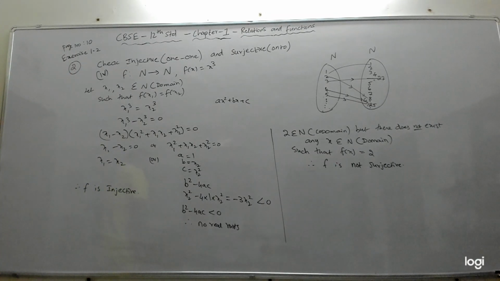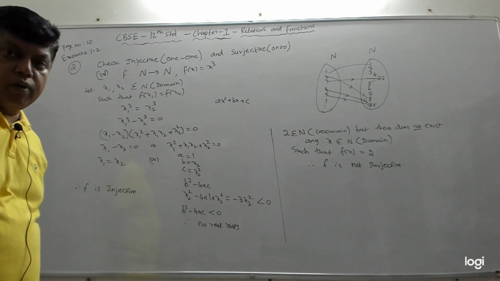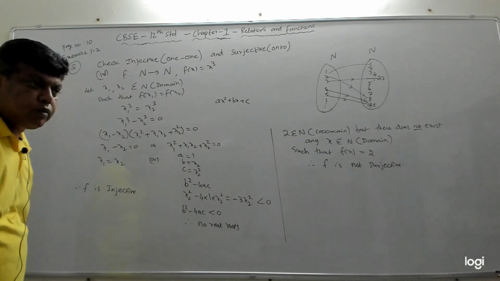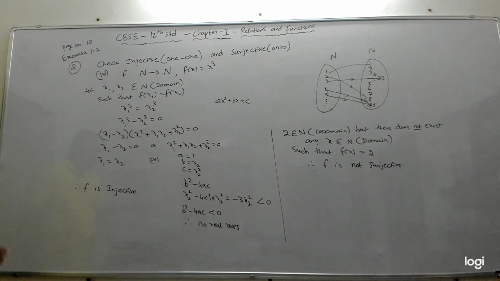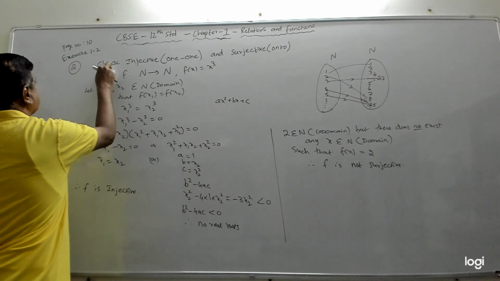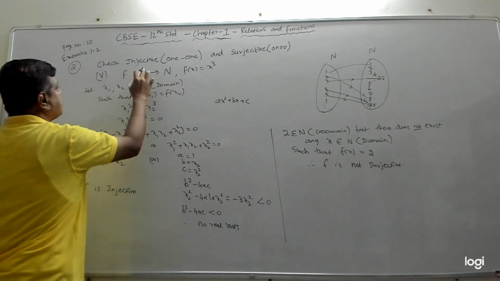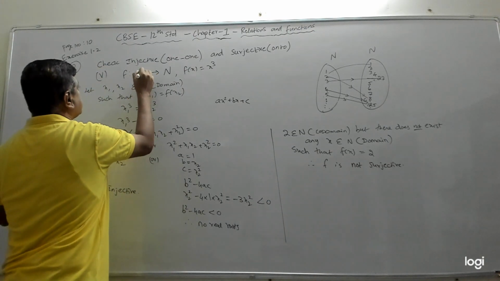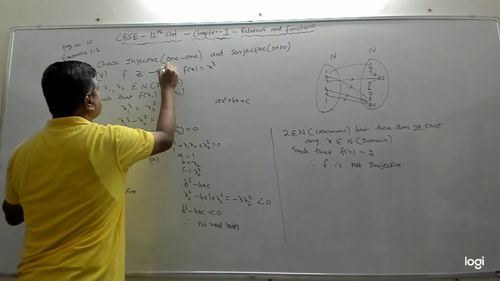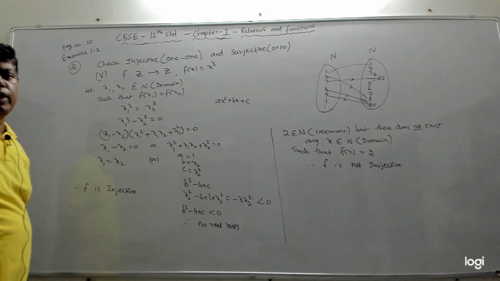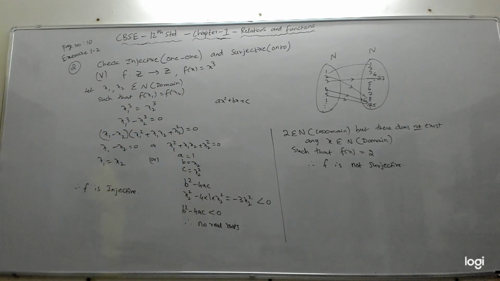Right. Now let's do the fifth one. All of you can take the notes. I'm going to change the same problem to the fifth one because it's similar to this. Now, how do we check for the fifth one? The fifth problem is under 2, fifth subdivision: f is a function from Z to Z, and the function is f of x is equal to x square. We have to check whether it is injective and surjective.